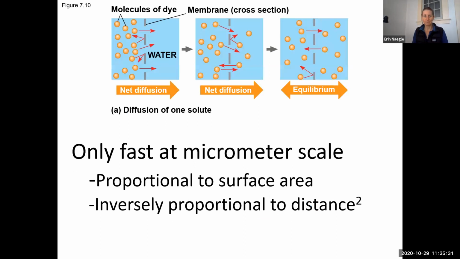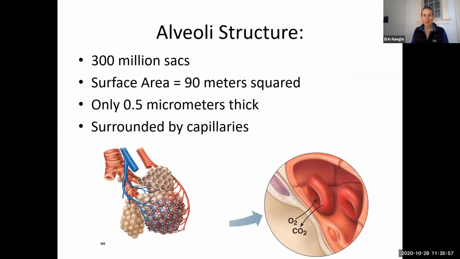Here's the good news. It's proportional to surface area, which means if we increase the surface area, we're going to increase our diffusion rates. And as you just saw, it's inversely proportional to distance. You increase the distance and our diffusion rates are going to decrease. So diffusion is only effective in our bodies on this microscopic scale. And that's what it's used for, right?